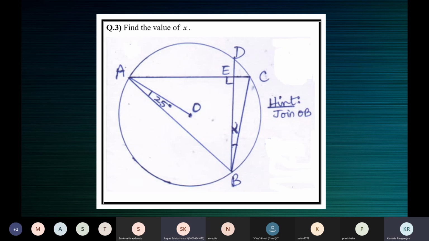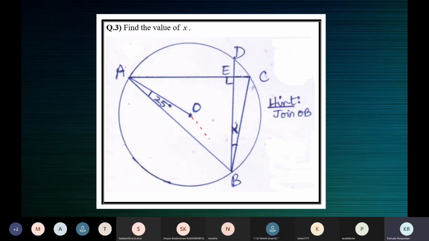Yes, ma'am. I found OBA, ma'am, but I am stuck further. I'm getting confused, ma'am. How to do? Okay. Fine, children. You will tell me yourself. I will not be saying anything. See here. The hint is join OB, right?